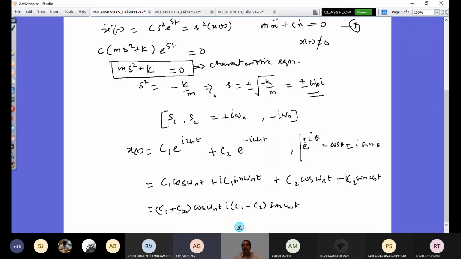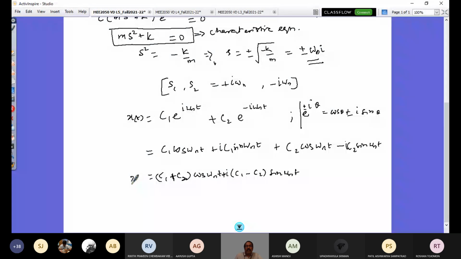Sir, there is a plus in between after cos omega nt, in the last line. Yeah, C1 plus C2 into cos omega nt, plus, I'm sorry, that is t, and then plus i into C1 minus C2 sin omega nt. Good. And this is what is now x of t.